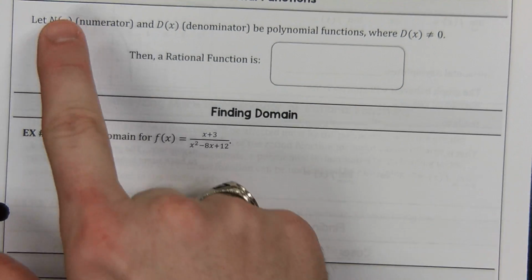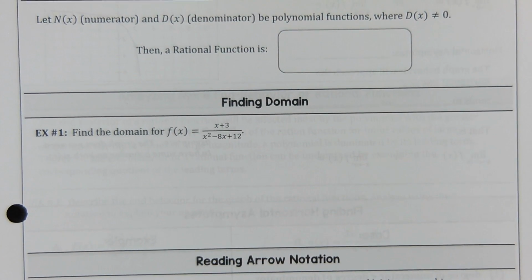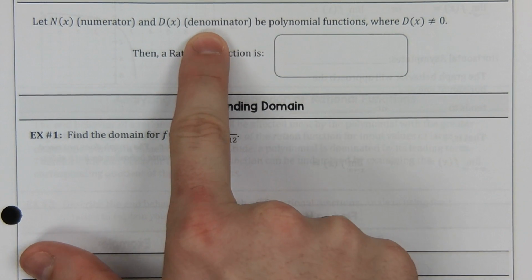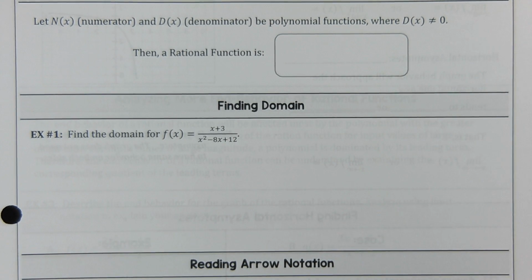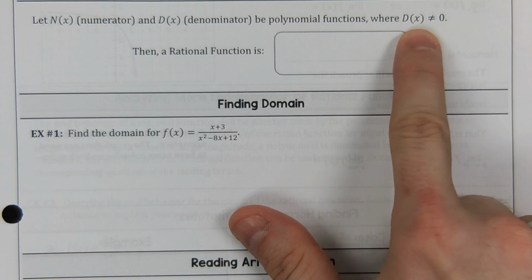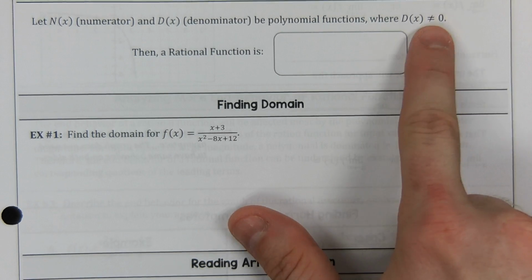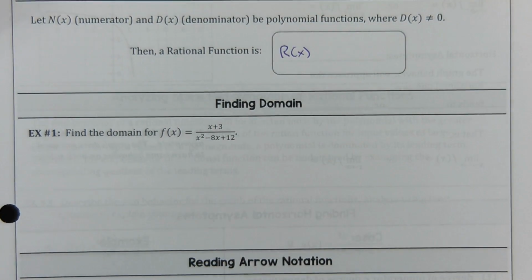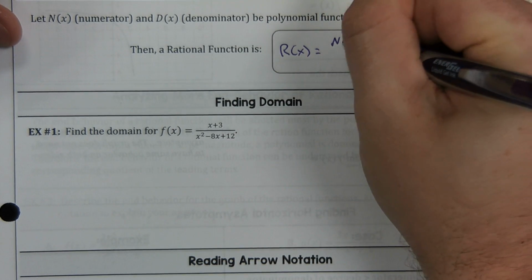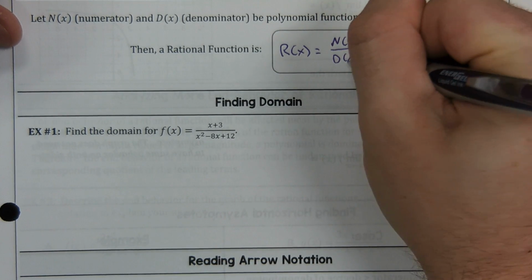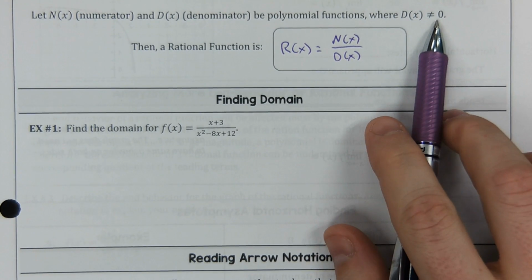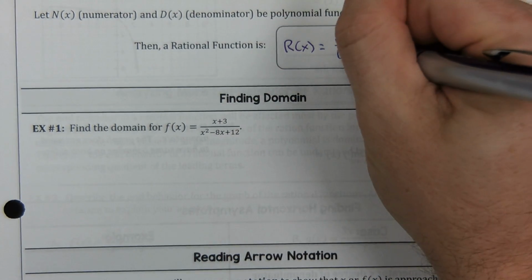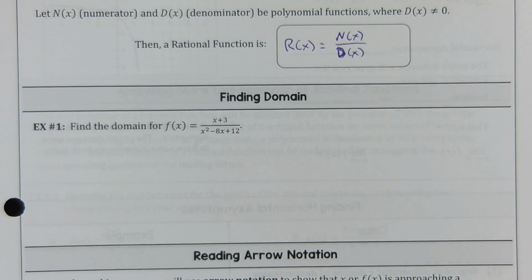If we call n of x the numerator and d of x the denominator, and both n of x and d of x are polynomials, meaning x's with whole positive exponents, as long as the denominator d of x does not equal 0, then that rational function can be said to be r of x, where r of x just stands for rational, is the numerator polynomial over the denominator polynomial, keeping in mind that the denominator polynomial will never be allowed to equal 0. This is a capital D denominator. You did that in algebra 2.